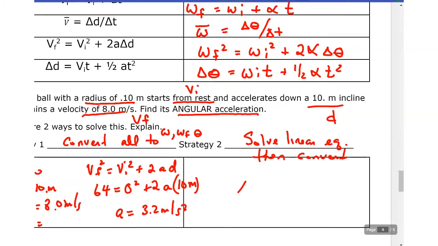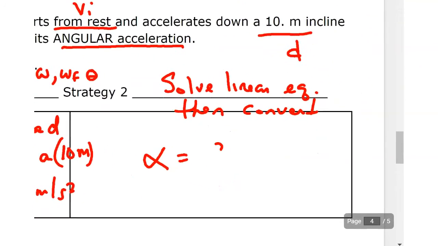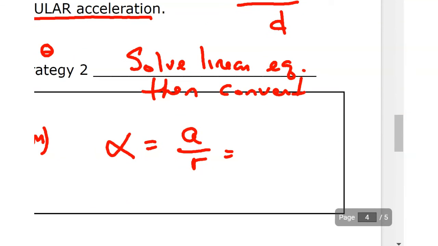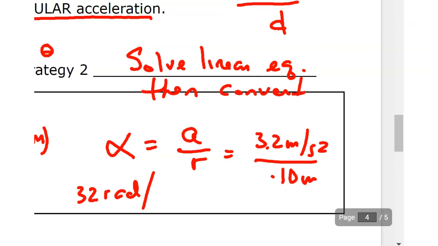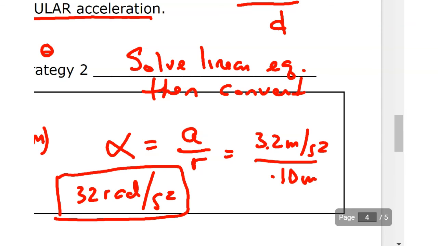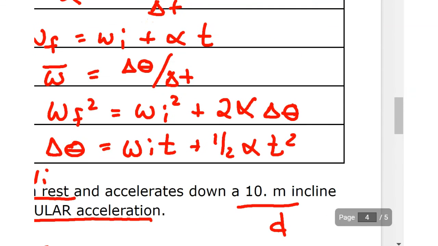And then you say the rotational acceleration equals the linear divided by r, which is 3.2 meters per second squared, divided by our radius that we got above there, 0.10 meters, with two significant digits, 32 radians per second squared. So be smart. Don't do a whole lot of conversions. If they've got everything in linear, solve for the linear and then convert at the end. That's the moral of the story. And that's it for that. So we'll stop there.